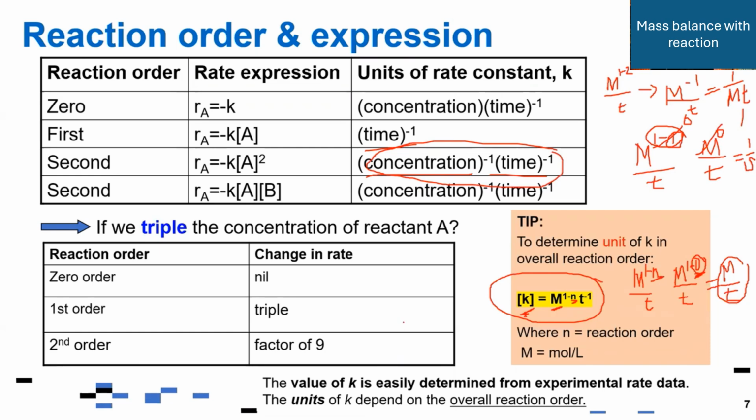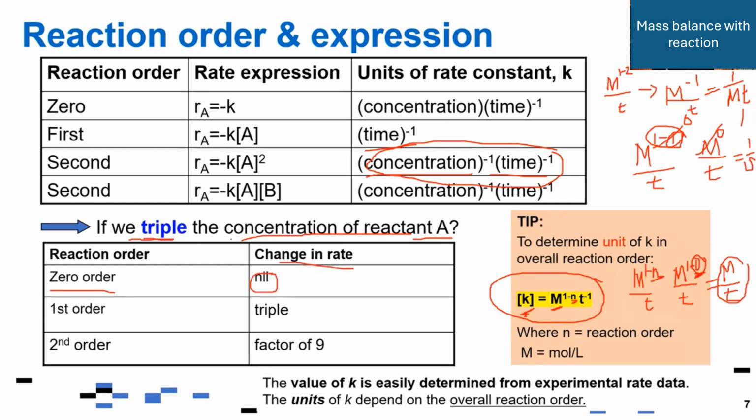All right. So if you have the summary for this one, there's an example here. If we triple the concentration of reactant A, what happens in various orders of reaction? In this case, what happens to the zero order of reaction? Doesn't care, right? Doesn't matter how big your concentration is, the reaction rate is constant. So it doesn't matter, it's 0. So change in rate is 0. There's no change in rate for zero order.